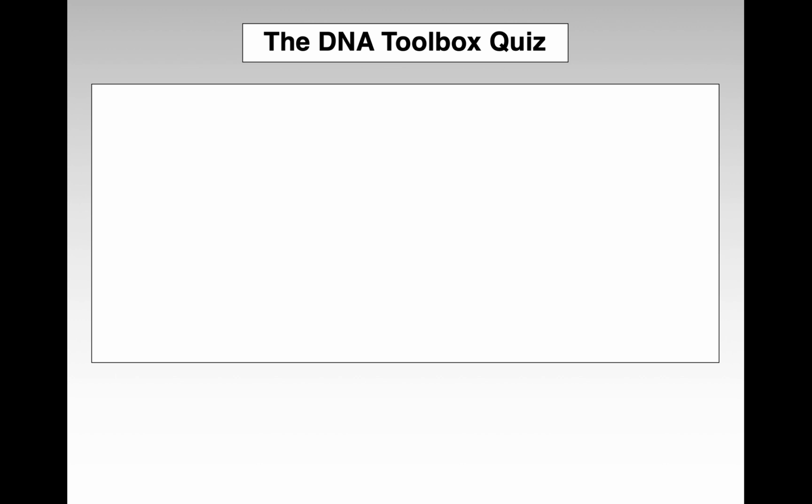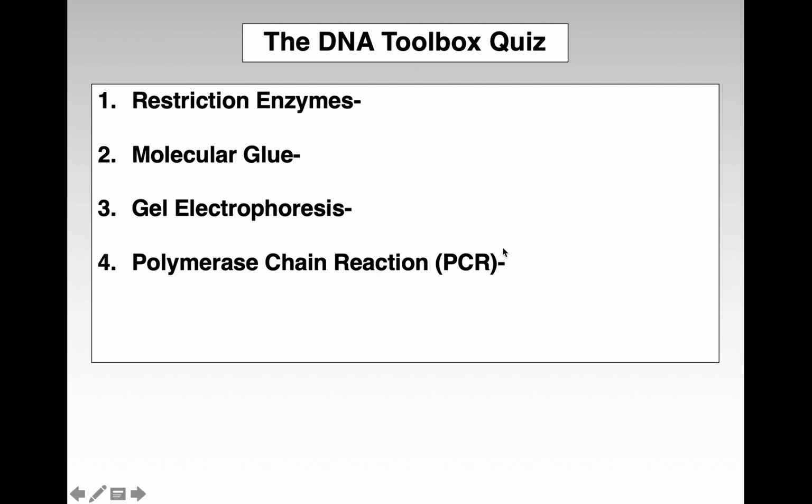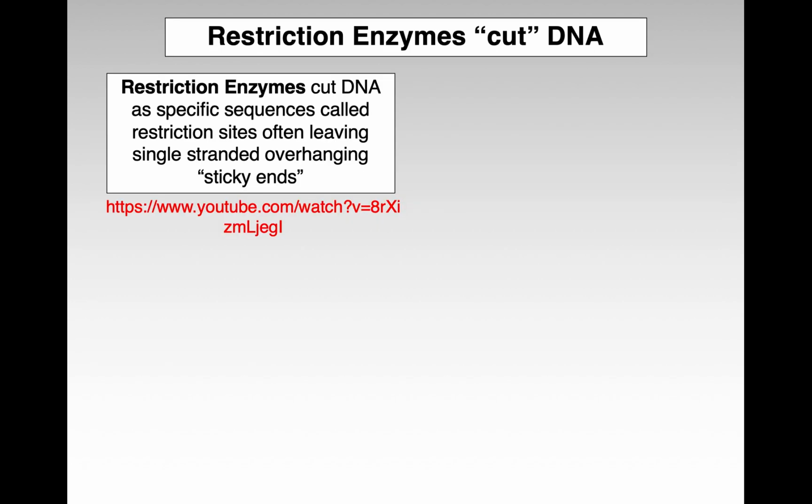Biotech, remember that we have lots of different tools that we use in the biotechnology world. We use restriction enzymes. We have molecular glue in the form of DNA ligase. We use gel electrophoresis to separate DNA by size. We use polymerase chain reaction, or PCR, to make millions or billions of copies of a single piece of DNA sequence. And then we have DNA sequencing that allows us to determine the sequence of DNA.